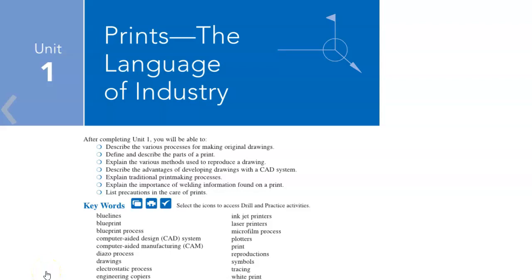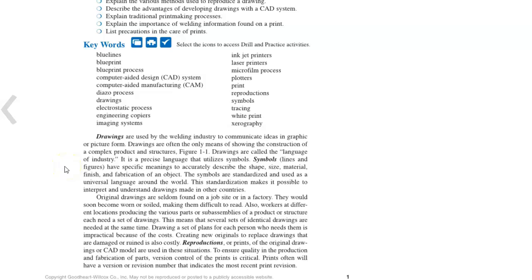Unit 1, Prints, the language of industry. Drawings are used by the welding industry to communicate ideas in graphic or picture form. Drawings are often the only means of showing the construction of complex products and structures. Drawings are called the language of industry. It is a precise language that utilizes symbols.